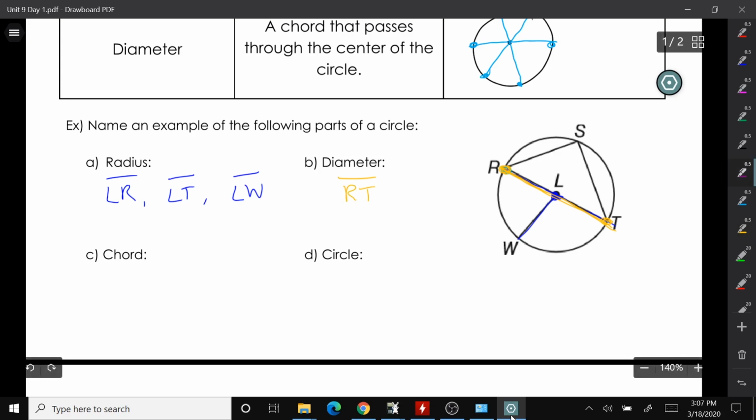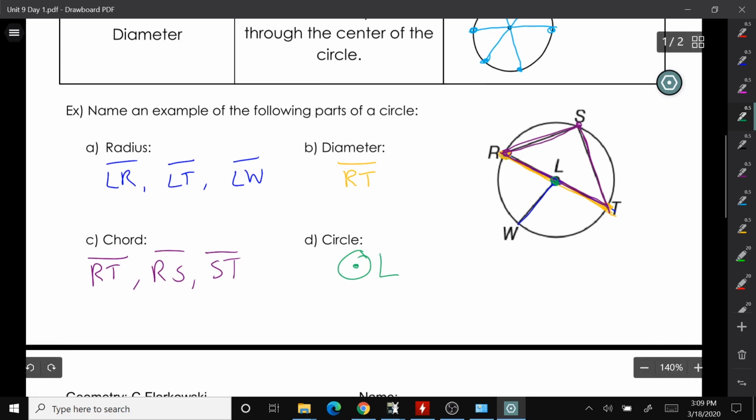Now chords, remember the diameter is a chord. So one of the chords we have is the same thing as the diameter, RT, but we also have RS and ST. And then finally, to name the circle, we go with the center, and we say that this is circle L.